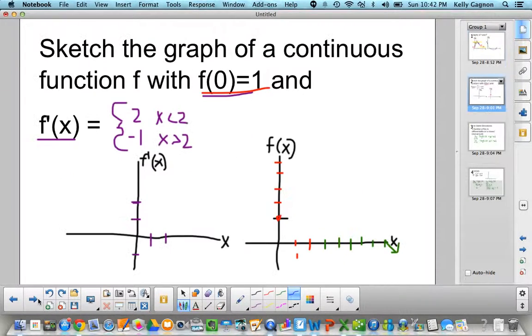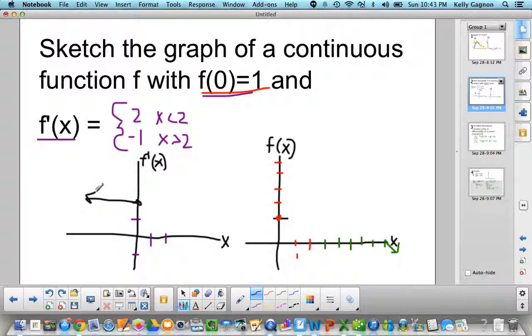Okay, now we're going to look at a problem that goes the other direction. I'm going to be given the derivative, and I want to come up with a function. So to do that, first I need to graph the derivative so I can see what's going on. So this is at x is less than 2. I'm going to have a horizontal line that is equal to 2.